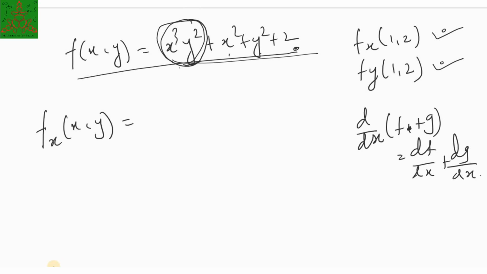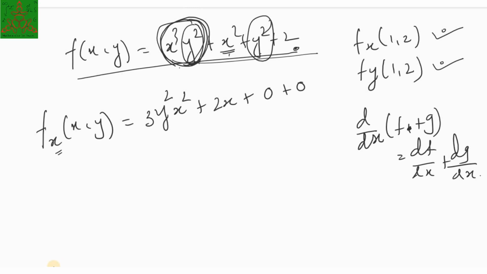But if I try to take the derivative of this first quantity, I am keeping y fixed. So this y square you have to treat as a constant. So y square stays as it is, and the derivative of x cube is 3x square. Here the derivative of x square is 2x. This y square is a fixed value when you are differentiating with respect to x. So that is a constant, and the derivative of a constant is 0, and the derivative of 2 is also 0.